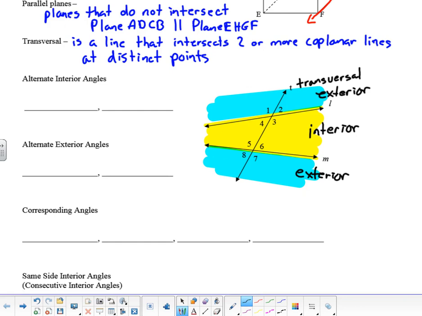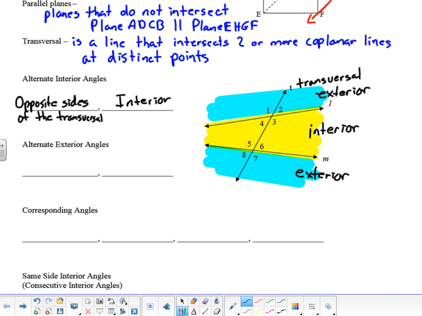Okay? So when we have alternate interior angles, the two conditions that these meet is that they are on opposite sides of the transversal and they are interior.